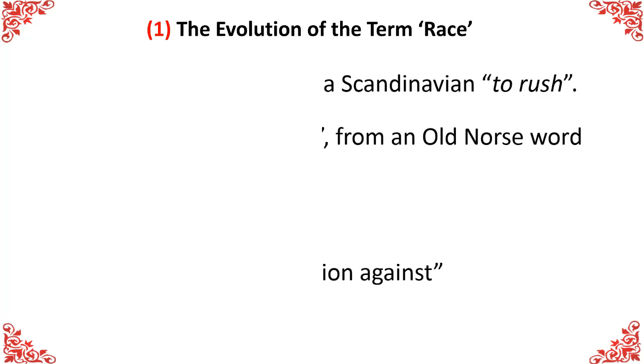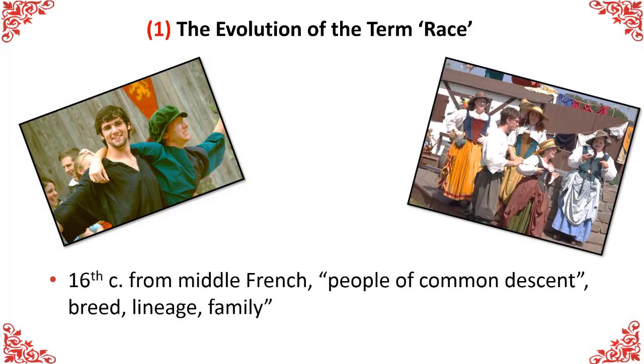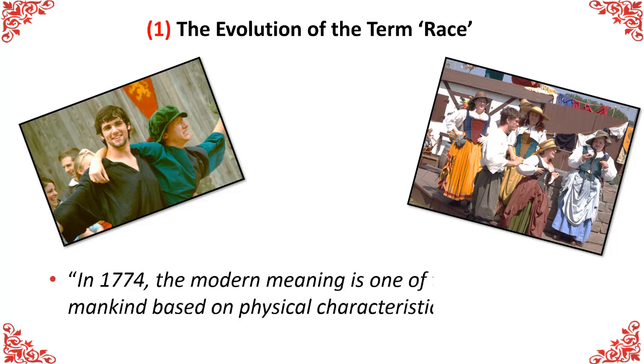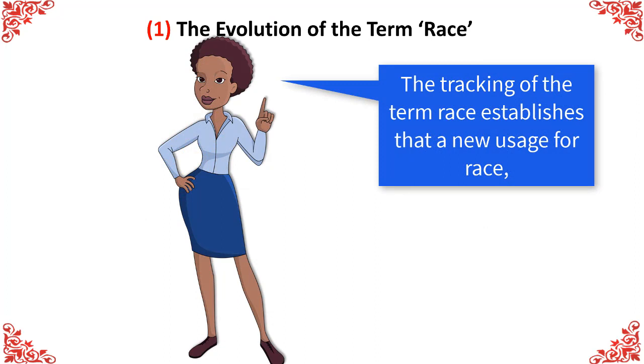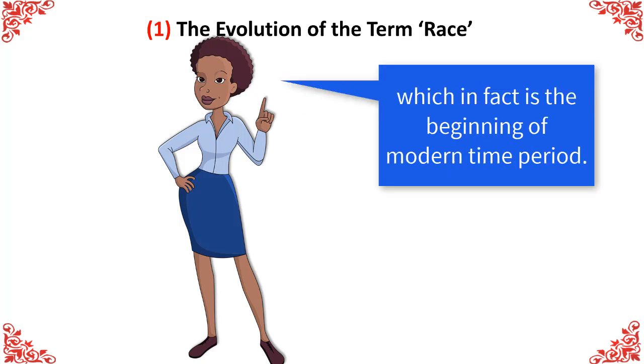However, in the 16th century, race from Middle French meant people of common descent, breed, lineage, family. Now, in addition, the etymology also explained that in 1774, the modern meaning is one of the great divisions of mankind based on physical characteristics. Now, the tracking of the term race established that a new usage for race, grouping people by skin hue, was added in the 16th century, which in fact is the beginning of the modern time period.